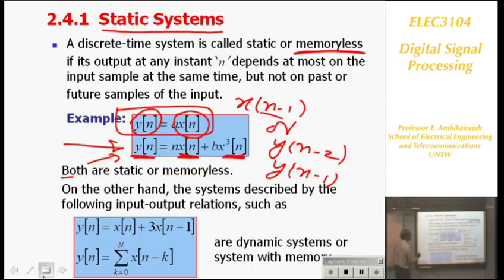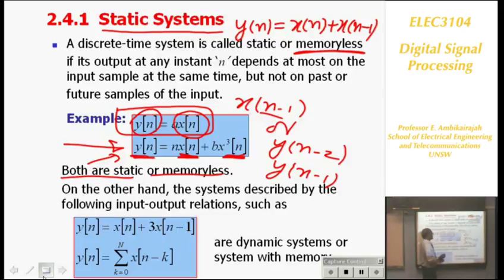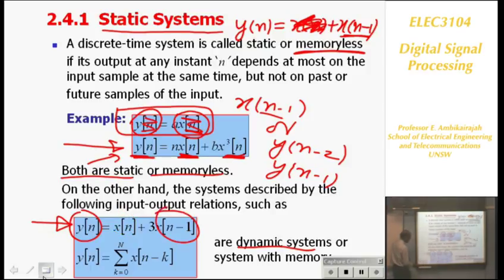There's no memory. So for example, if you take a system here, yn is equal to xn plus xn minus 1. In this system, it has a memory in it, xn minus 1. Even if you don't have xn, there will always be an output from the past input. Whereas here, if this is not there, the output is 0. That's the difference between a memory system and a memoryless system. This system is what we call a dynamic system, or a system with memory. Output depends on the current input plus past input. Similarly, output depends on the current and n past inputs, n minus 1 past inputs.